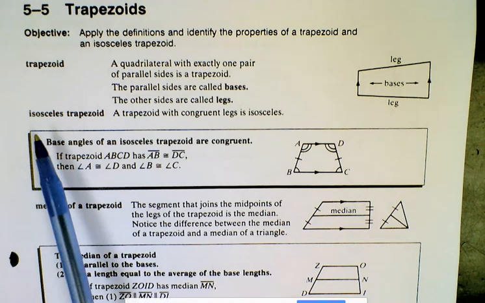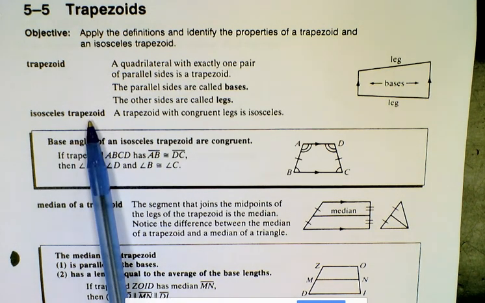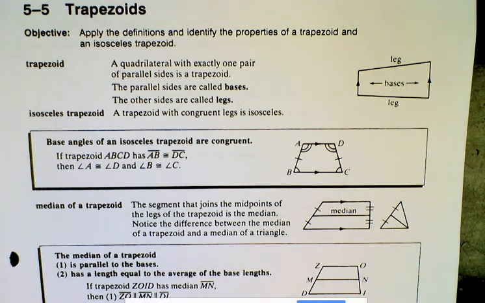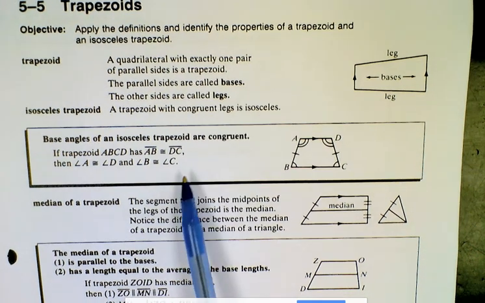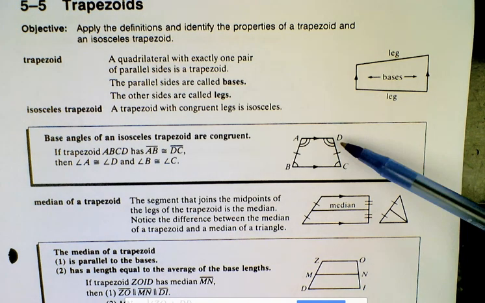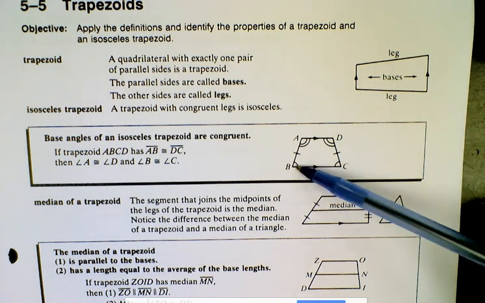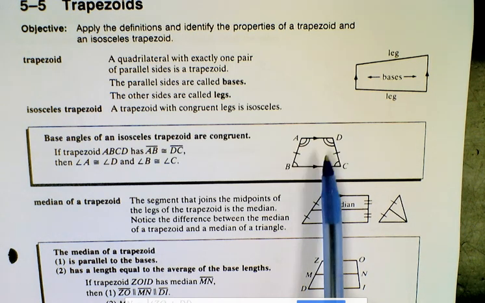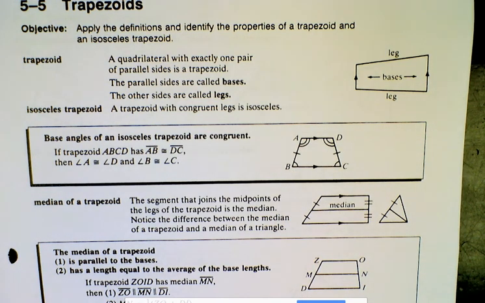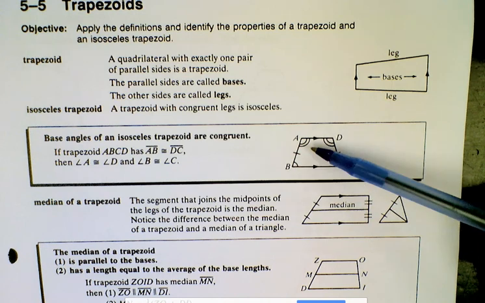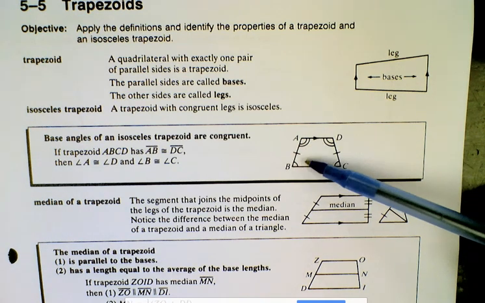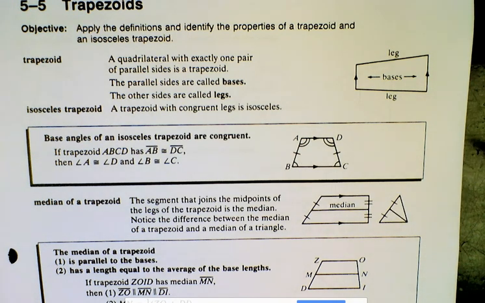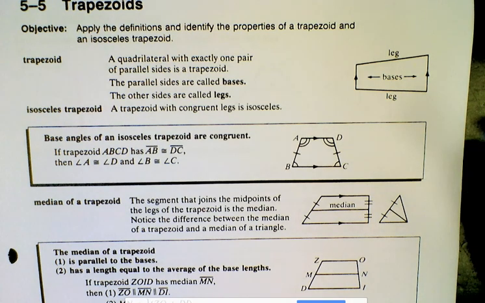We are going to spend some time looking at a special type of trapezoid called an isosceles trapezoid, where the legs are congruent. In an isosceles trapezoid, there are some properties. The base angles will be congruent. So for this particular example, angles A and D would be congruent, and B and C would be congruent. And since we have parallel lines, that means A and B would be a pair of same side interior angles, so they would be supplementary. Same thing with D and C.